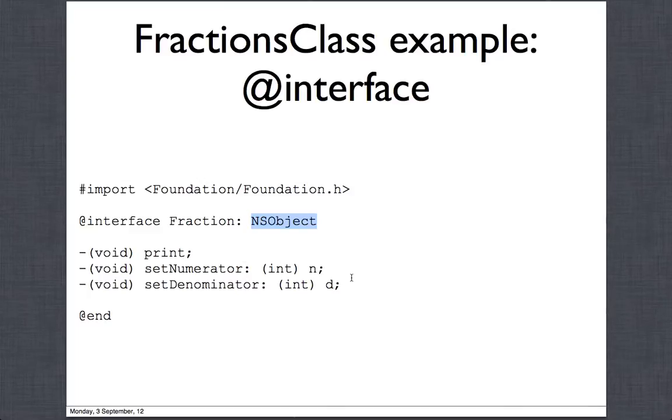We don't declare any variables here. And we just declare three instance methods. A print method that doesn't return anything. It will print the thing on the screen, the actual fraction. The setNumerator and setDenominator methods will take an integer and assign those integers to the numerator and the denominator of our fraction, respectively.